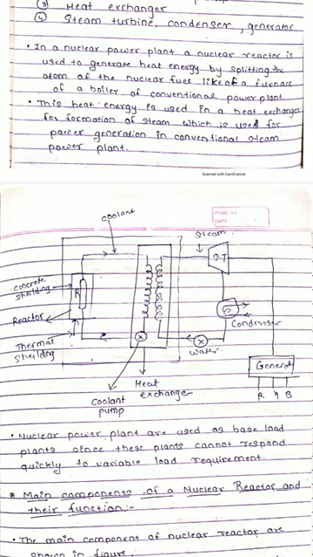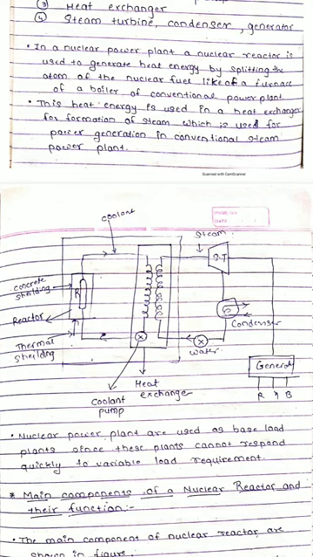The moderator may be graphite, beryllium, or D2O. D2O is heavy water. It may also be H2O, that is light water. Here D2O and H2O are the heavy and light waters respectively. The coolant may be graphite also, and heavy water also.